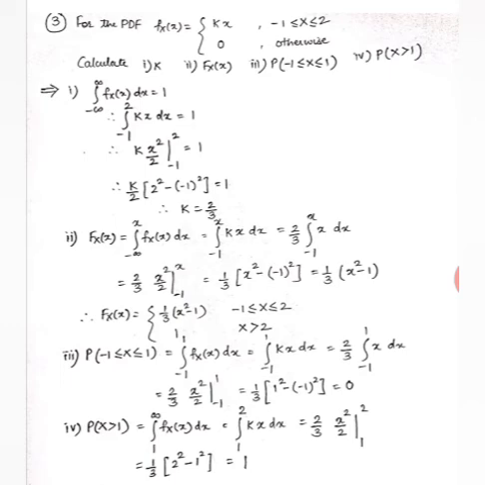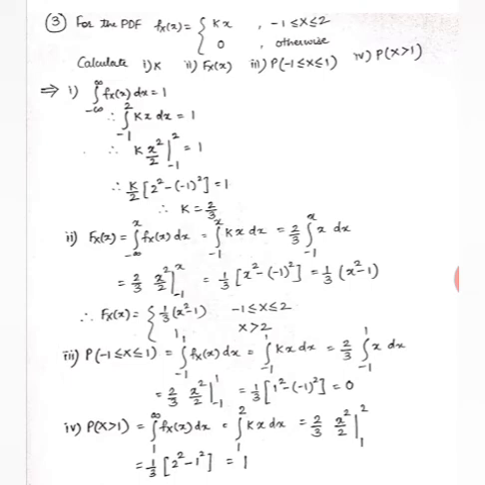Then we take the third numerical. For the PDF, fX(x) is given by kx for -1 ≤ x ≤ 2, and it is equal to 0 otherwise. We need to calculate again k, the CDF, that is FX(x). The third thing that we need to calculate is the probability -1 ≤ x ≤ 1, and the fourth thing, the probability that x is greater than 1.